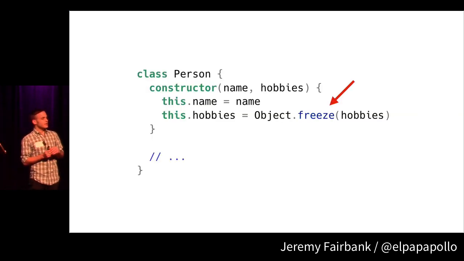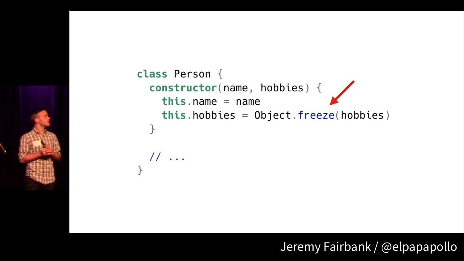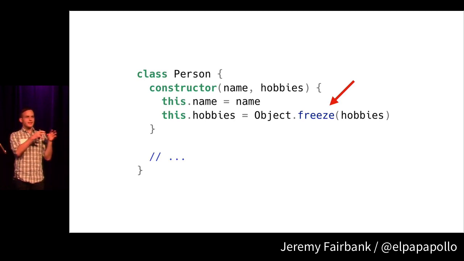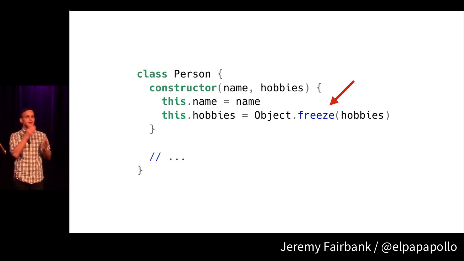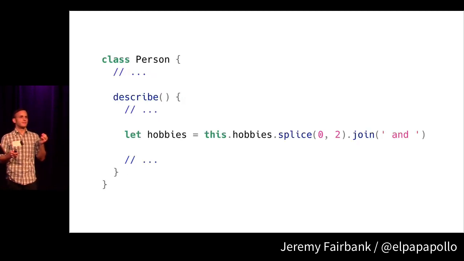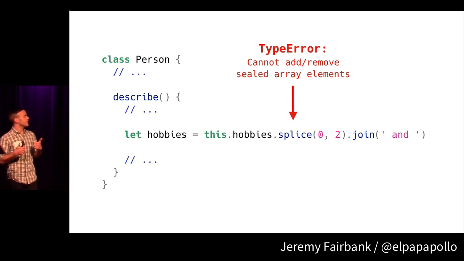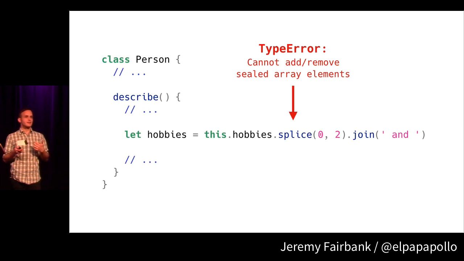So we could fix our class by doing something like this. When we accept the hobbies in our constructor, we could call a method called Object.freeze, and this comes from ES6. And it takes, in this case, the array, and it freezes it so that I can't add items to it, I can't remove items from it. It becomes immutable, unchangeable. And that means here, when I hit this line in my describe method, it's actually going to blow up and throw an error. It's going to say, "cannot add or remove sealed array elements."